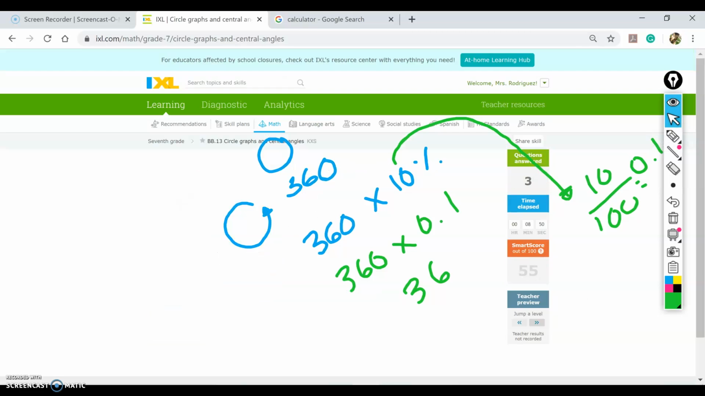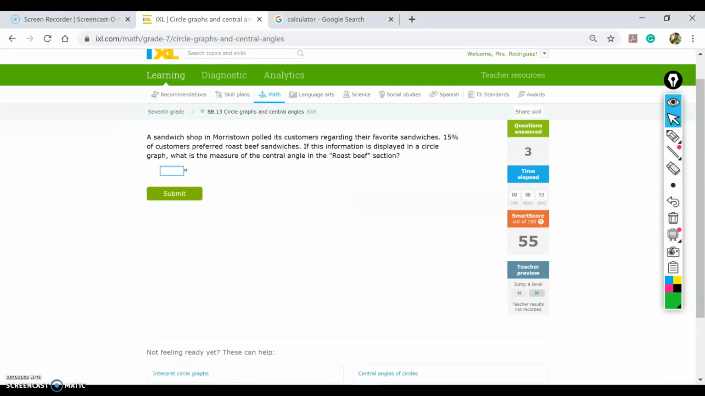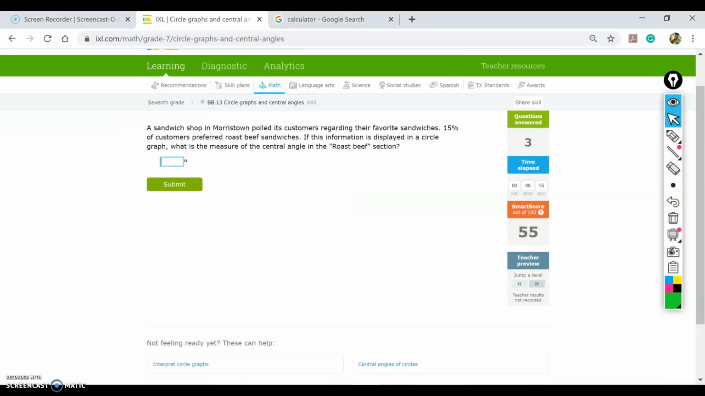Let me get ahead a little bit and see the type of questions you get after this. Look at this one here. I'm going to do this one because it's a word problem, but it's exactly the same thing. A sandwich shop in Morristown polled its customers regarding their favorite sandwiches. 50% of the customers prefer roast beef sandwiches. If this information is displayed in a circle graph, what is the measure of the central angle in the roast beef section? It looks hard because you don't have a little circle, right? But it's the same thing because they're telling you it's 50% of it.